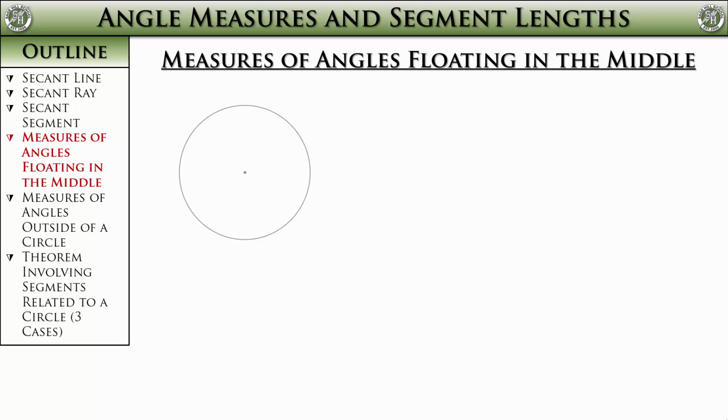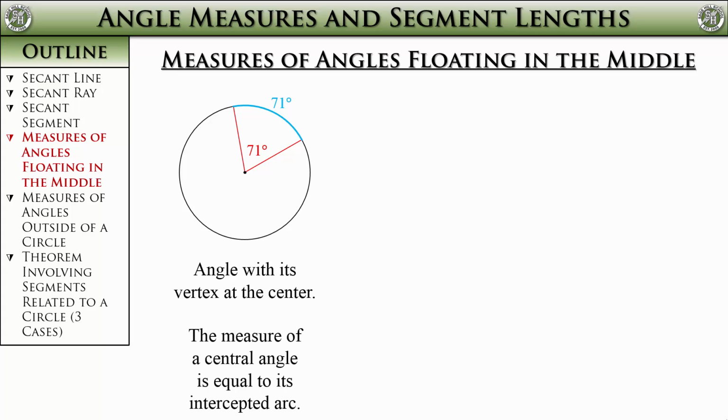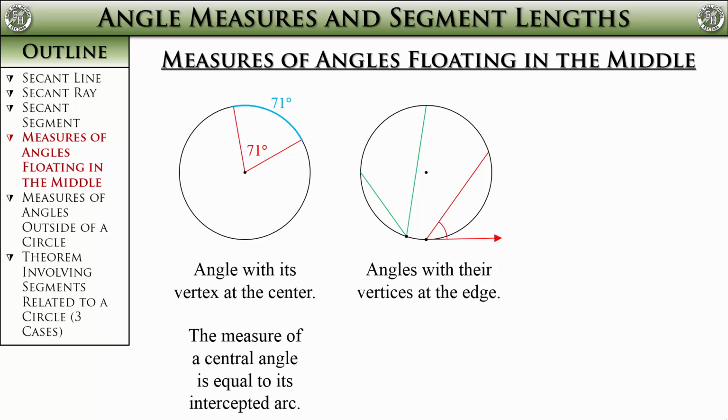We started off with a central angle which had its vertex at the center of the circle. We said that central angles were equal to their intercepted arc. Then we moved on to angles with their vertices at the edge. There were 2 types. One was an inscribed angle, and one was formed by a tangent and a chord. In either case, the measure of those angles is half of their intercepted arcs.